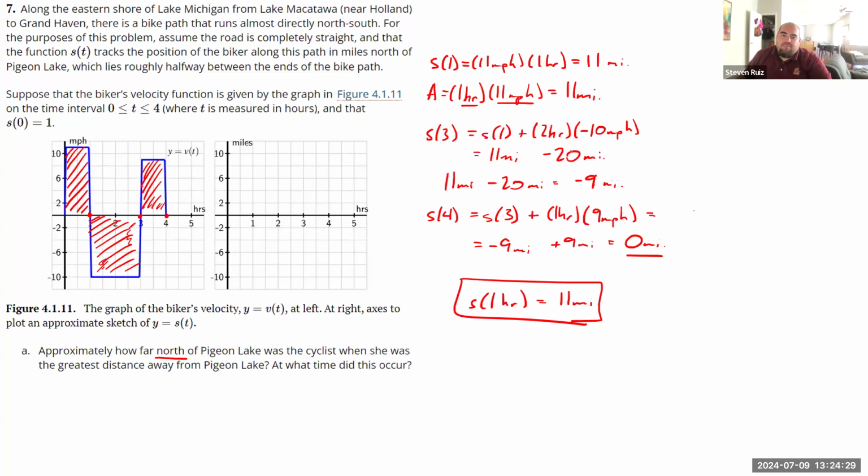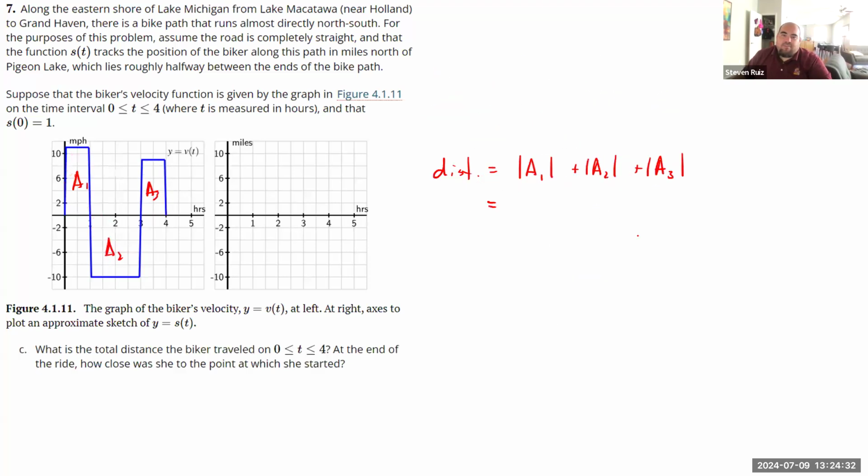We got 11 miles, negative 20 miles, and 9 miles. So this will be 11 miles, not negative 20 miles, but 20 miles, plus 9 miles, which gives us a final result of 40 miles. So that was one question we were asked, the total distance you traveled. It's a 40-mile bike ride.